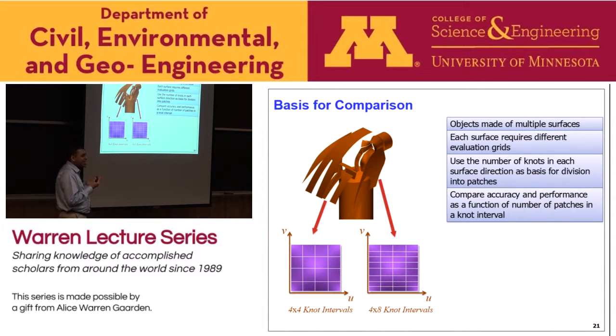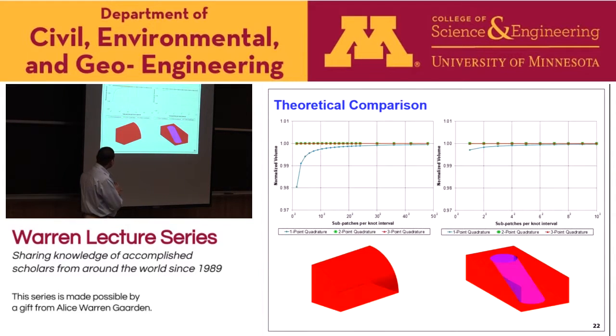We basically then compare the accuracy of the integration as a function of this sort of refinement on the knot interval. So when we did this for standard objects, so this is a quarter cylinder, for which we can actually theoretically calculate what the volume is, and that is basically a block with a cylindrical hole cut through it. So since these are objects for which we can directly calculate the volume, we can also compute numerically what volume we get in these cases, and then compare.